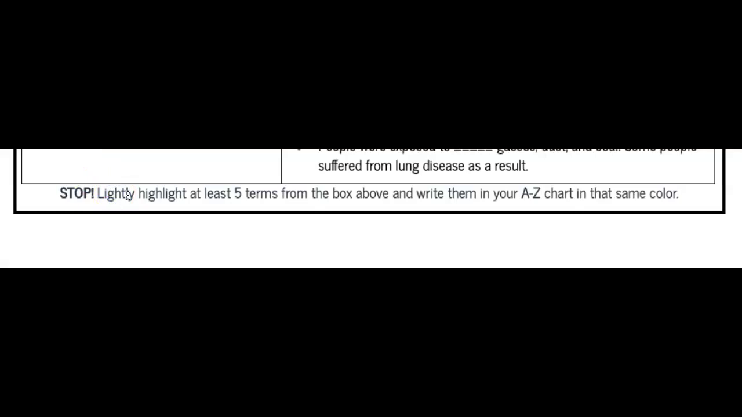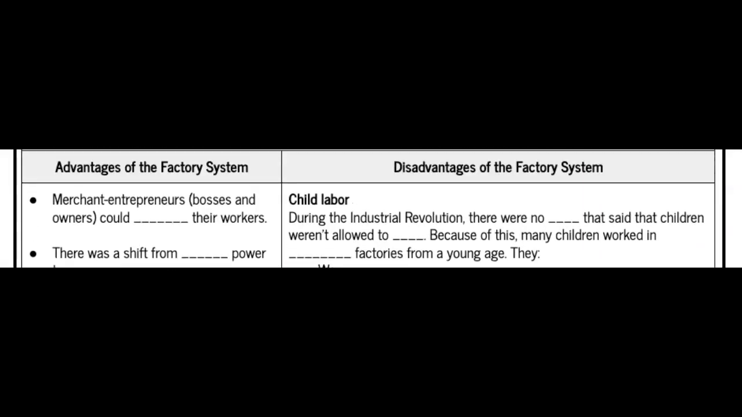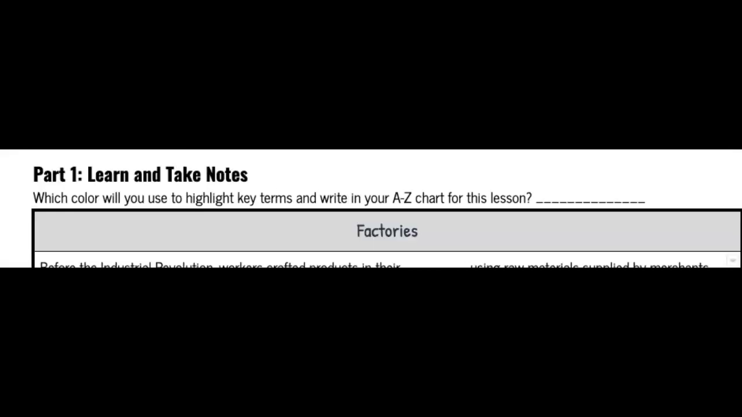All right, at the bottom of your notes, it says stop, lightly highlight at least 5 terms from the box above and write them in your A through Z chart in that same color. There are many more than 5, but 5 is the minimum number of terms that you should be including in your A through Z chart. Remember, you'll do it in the color that you chose up at the very beginning of this lesson, under where it says learn and take notes.